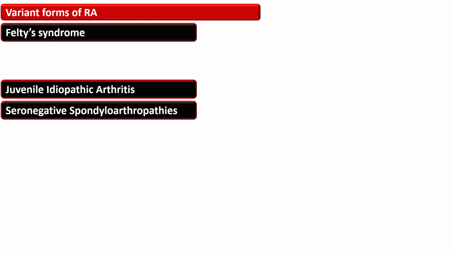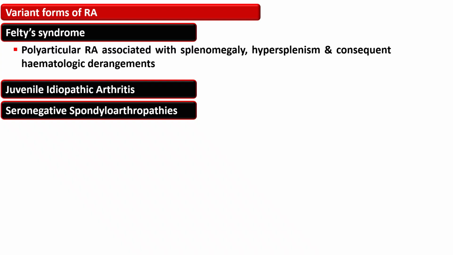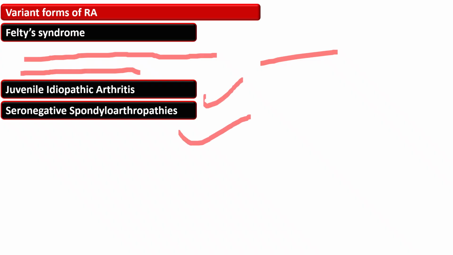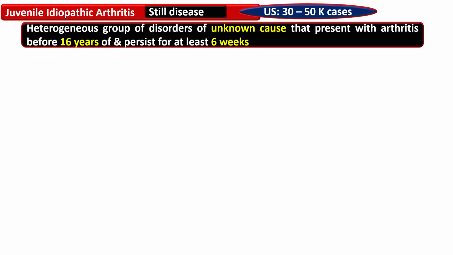Various variants of rheumatoid arthritis are noted, one of which is Felty syndrome, in which there is polyarticular rheumatoid arthritis with splenomegaly, hypersplenism, and consequent hematological derangements. Then there is juvenile idiopathic arthritis and seronegative spondyloarthropathies.